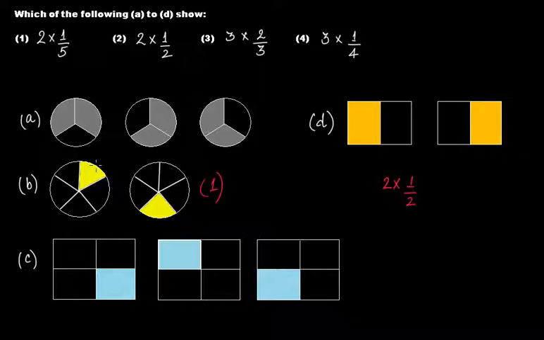As it was in this case, you have to find 2 1 by 5. So this was 1 by 5 and this is another 1 by 5. So you have 2 1 by 5. In this case, you have to find 2 1 by 2. So this is 1 by 2. This is another 1 by 2. So this will be the answer, and D will be for the second one.